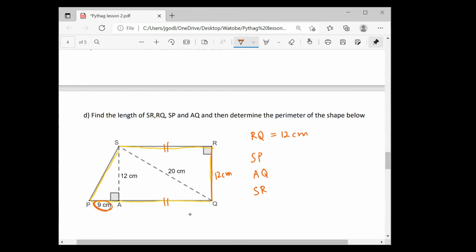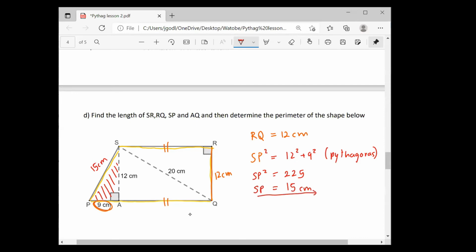Now we have lots of different things to find. If we wanted to find SP, we're looking at this triangle over here. SP squared would be 12 squared plus 9 squared, Pythagoras. 12 squared plus 9 squared gives us 225. And so SP is then equal to 15 centimeters. Now we know that this is 15 centimeters.